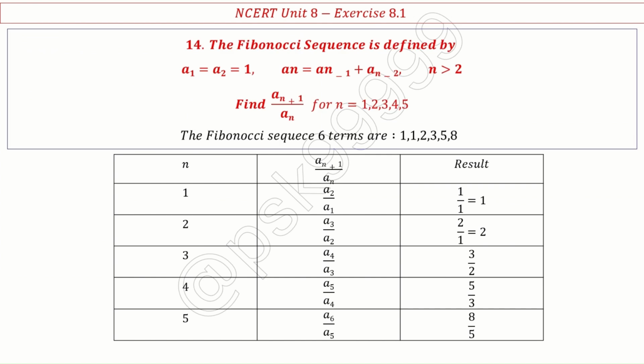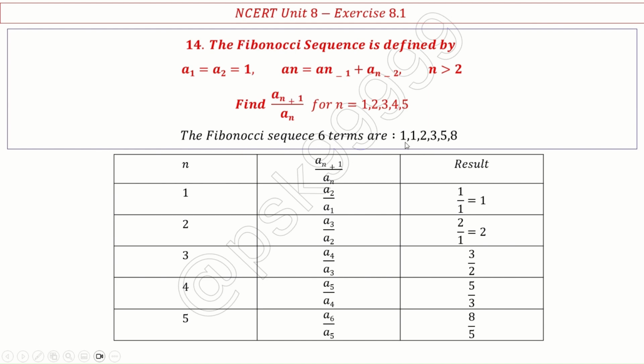So yeah, this one: the Fibonacci sequence is defined as a1 equal to a2 equal to 1 and an equal to an minus 1 plus an minus 2, n is greater than 2. Now find an plus 1 by an for n equal to 1, 2, 3, 4, 5. Okay, so the first thing is you form the Fibonacci series. You need at least six terms, right? So you form the six terms here because n plus 1 is there, right?